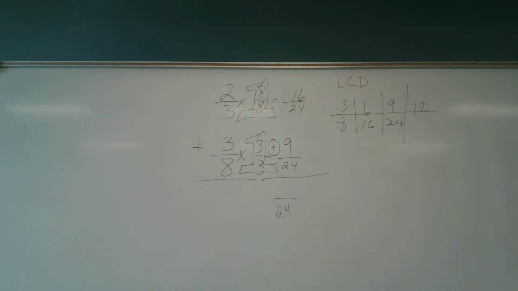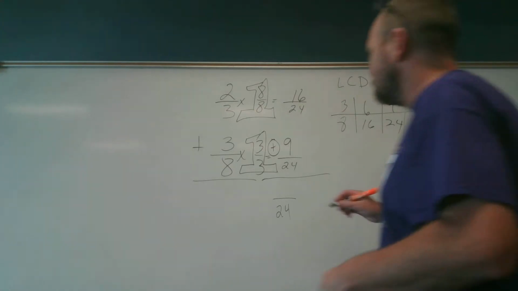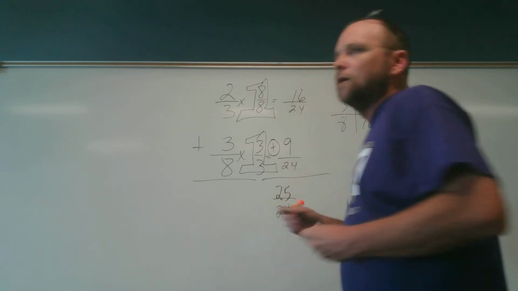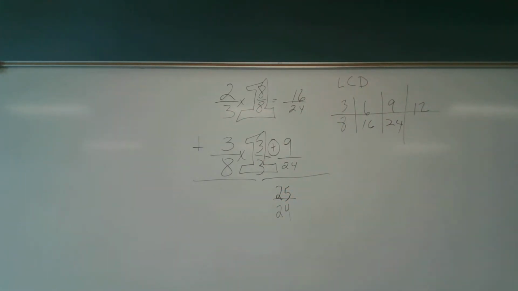Well, then 16 plus 9. Do it on your paper then. You have a question, Jacob? No, I have the answer. Then don't give me the answer because Liam's going to figure out what 16 plus 9 is. 25. Jacob, is that the answer you had? Good. So we have 25 24ths.